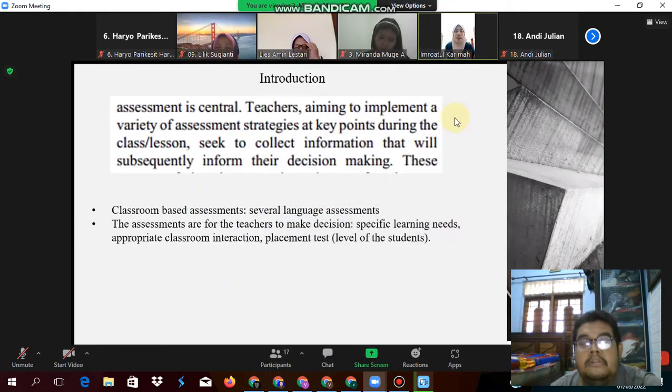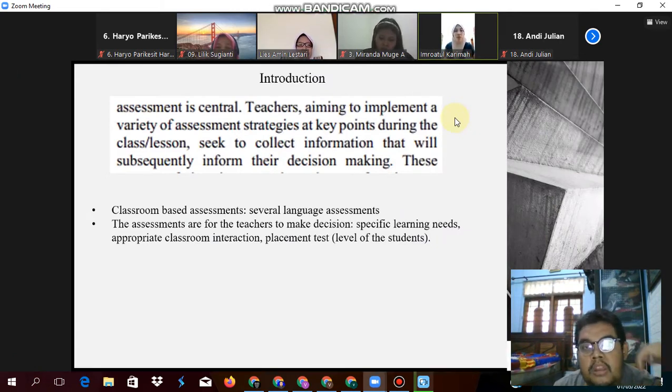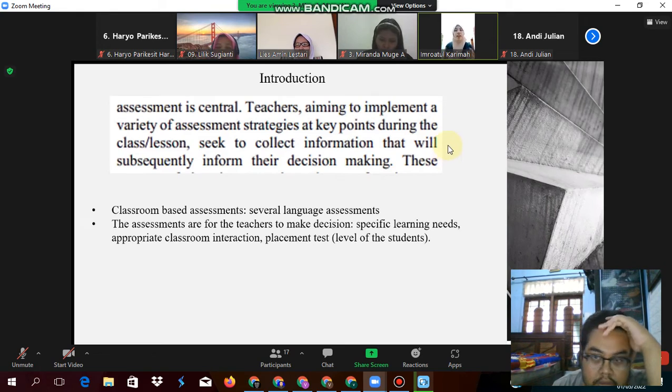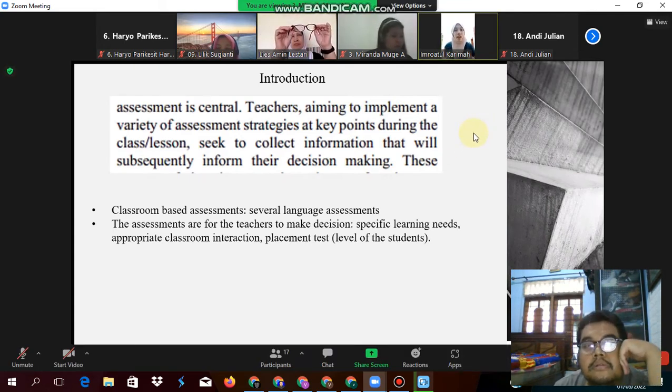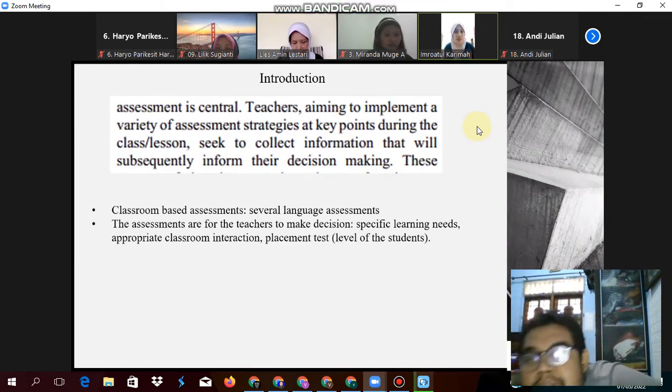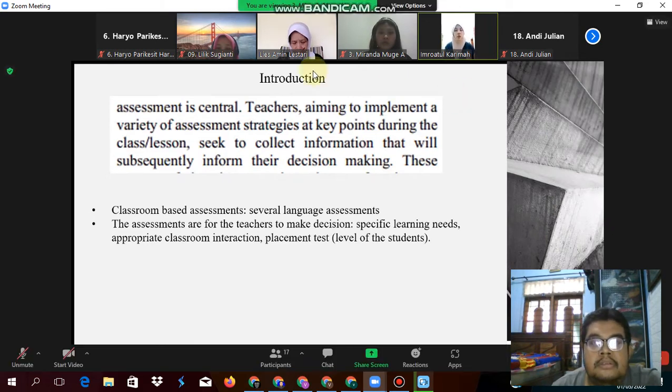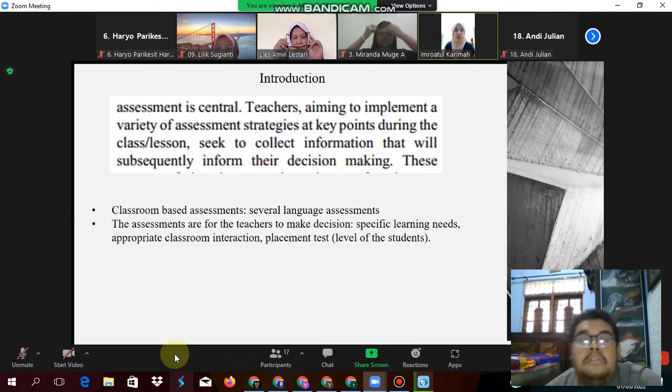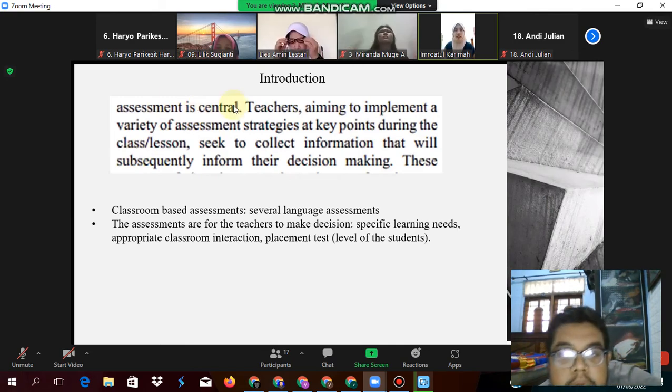So, in this sentence, we actually know that classroom-based assessments include several language assessments, not only one. It's several language assessments in the class. And the assessments are for the teachers to make decisions. And the decisions relate to specific learning needs, appropriate classroom interaction, placement tests, for example, like the level of the students, and so on. So decision-making here is the decision that the teachers will make in the class after giving the assessment to the students.